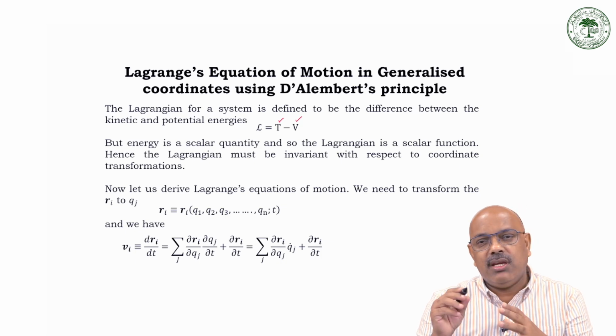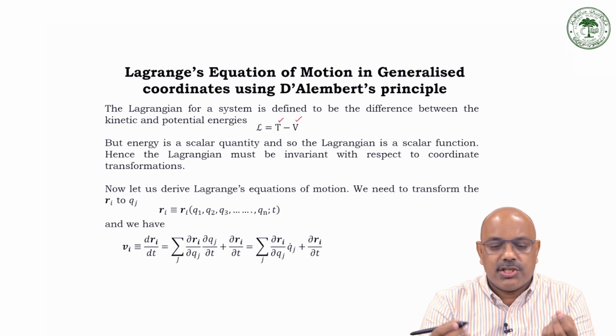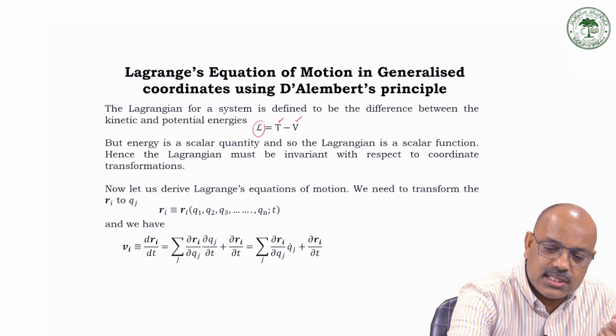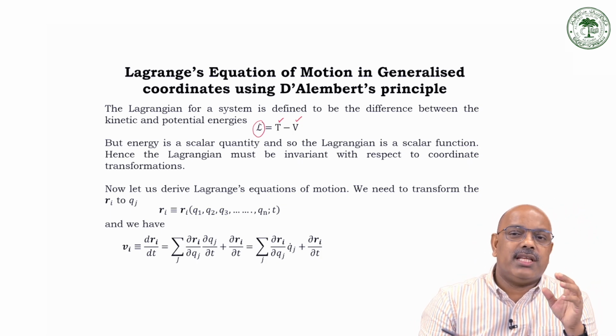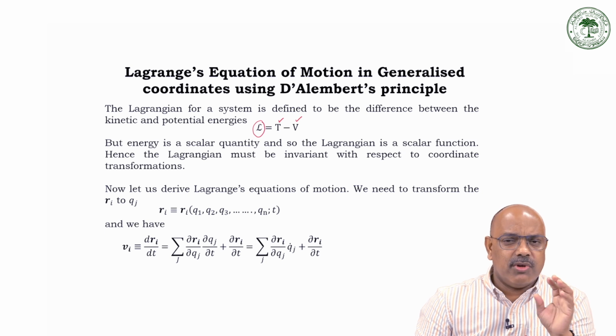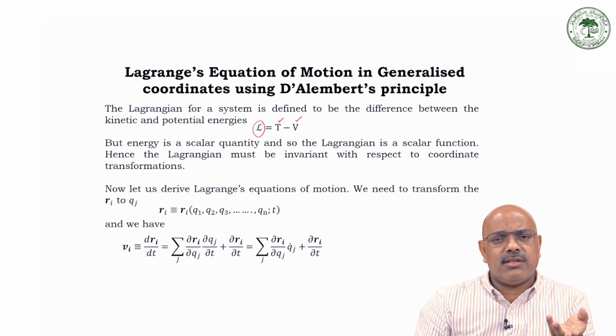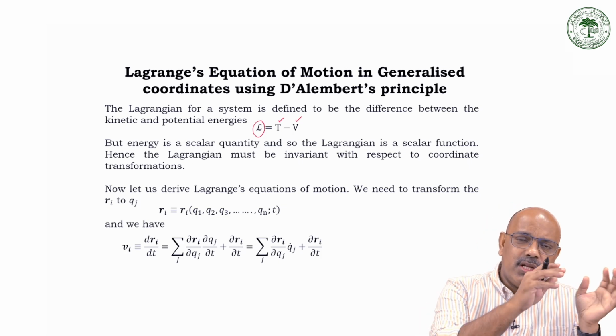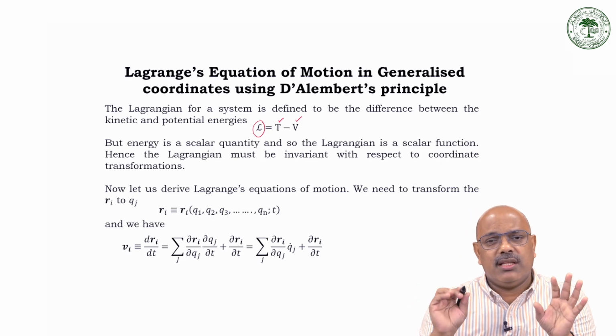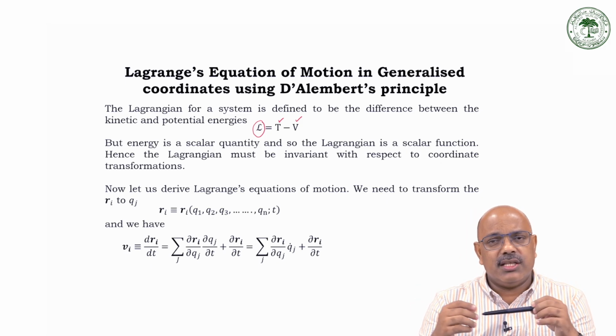But T and V are both scalar quantities. So naturally this L, the Lagrangian, is going to be a scalar function, because T and V are both scalar functions. Hence the Lagrangian must be invariant with respect to coordinate transformation. Because it is a scalar quantity, when you go from one space to another space, there must be invariance for this Lagrangian, that is T minus V.